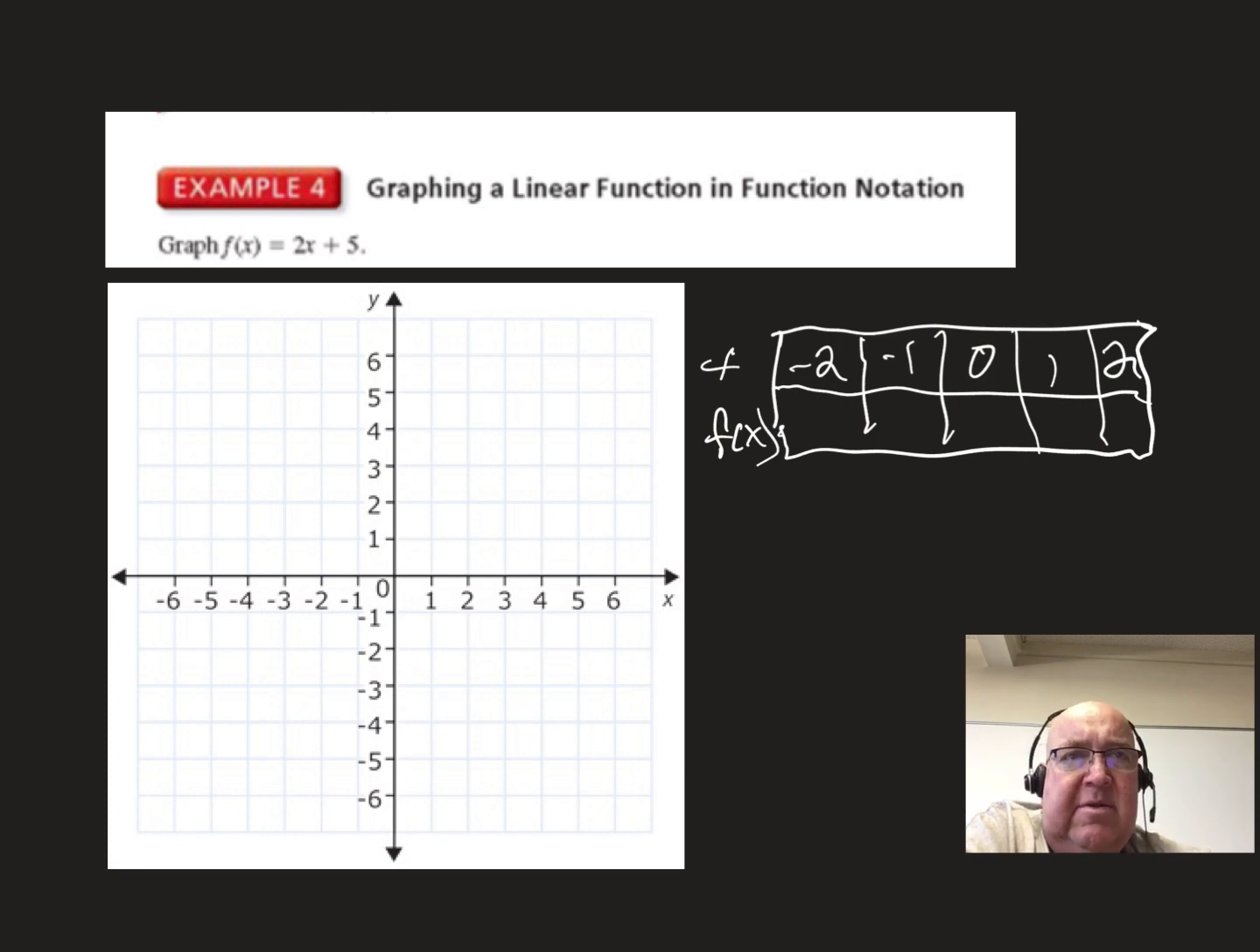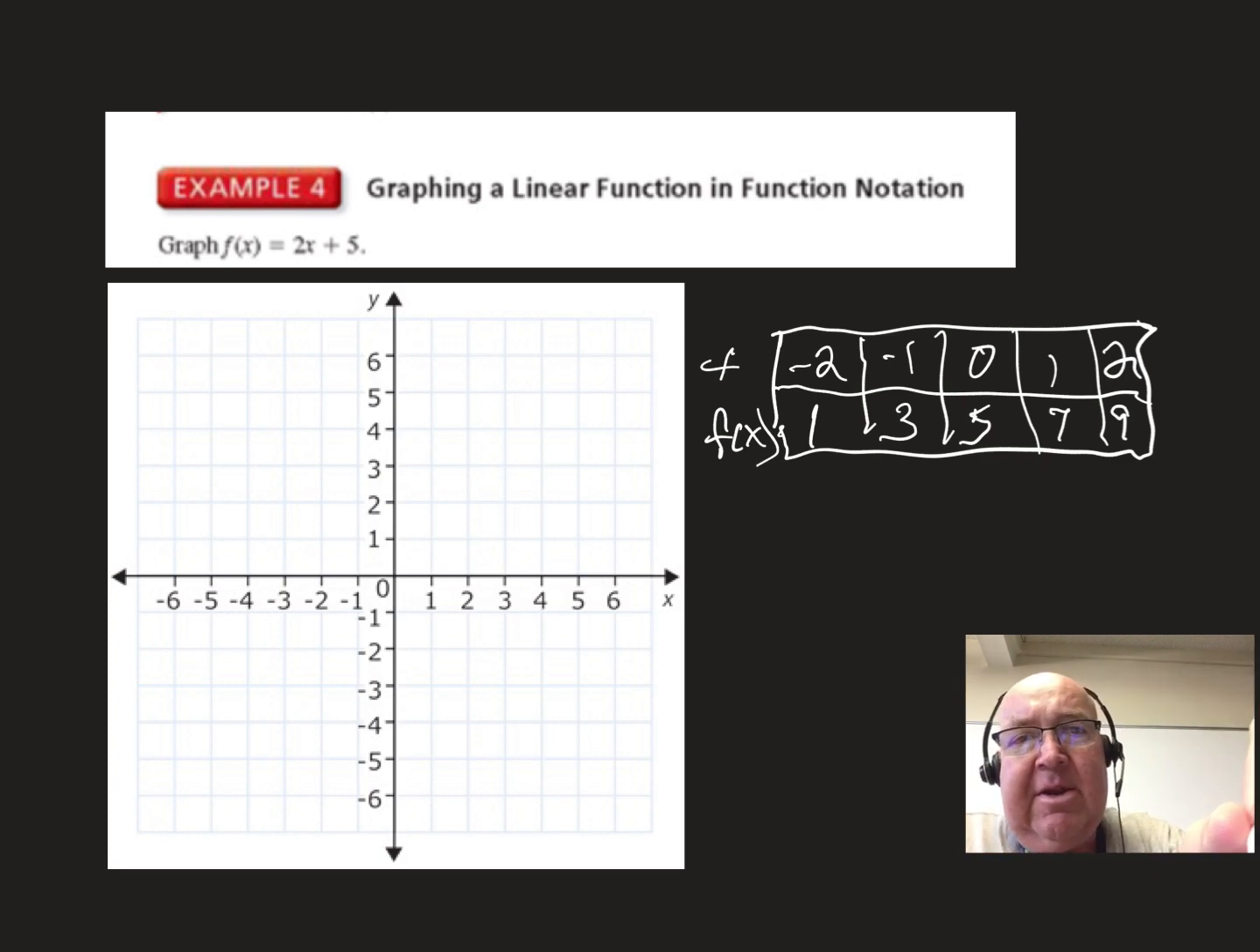So we have negative 2 as our x value. 2 times negative 2 is negative 4, plus 5 is equal to 1. Then we have negative 1 for our x value. Negative 1 times 2 is negative 2, plus 5 is 3. When x is 0, 2 times 0 is 0, and add 5, we get 5. I can fill this pattern out because this is linear. It's changing by the same amount every time.